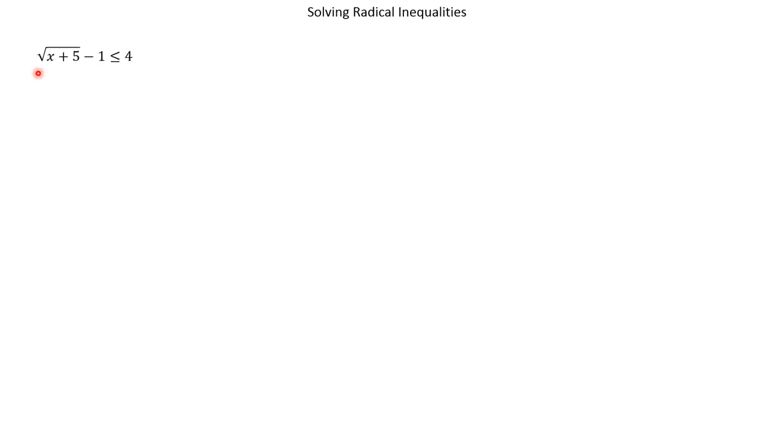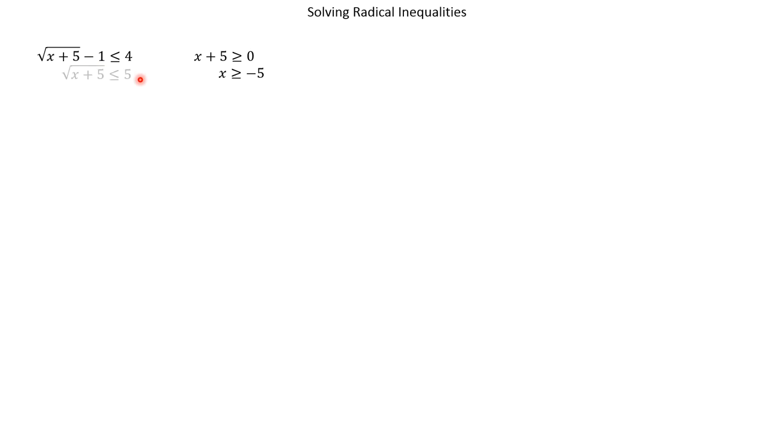So if we start out with something like the square root of x plus 5, minus 1, is less than or equal to 4, first thing, find the domain. This underneath the square root has to be greater than or equal to 0. So x plus 5 is greater than or equal to 0. Subtract 5. X is greater than or equal to negative 5. This will probably be part of our answer. In equations, we would just use it to check our answer, but here it is going to be part of our answer, most likely. So let's go back to the inequality.